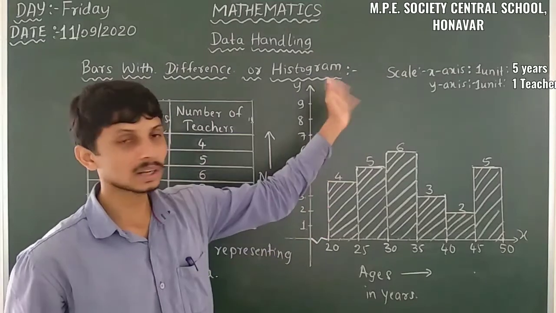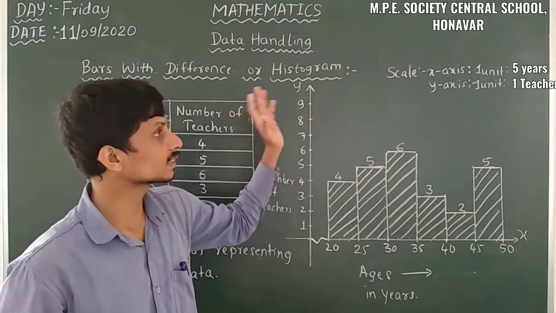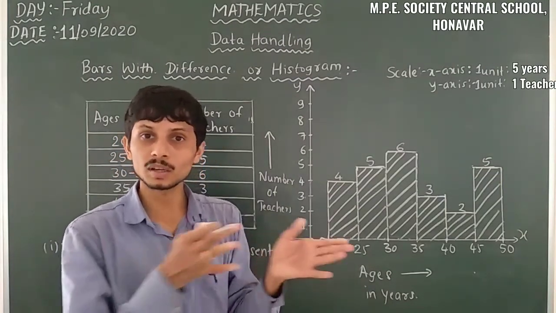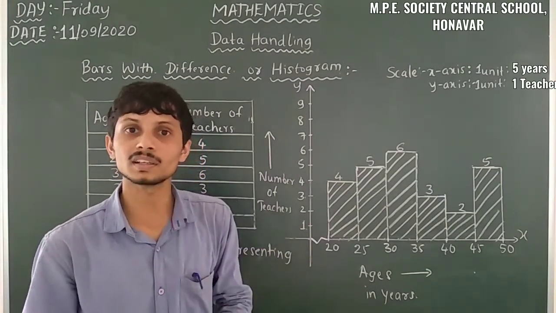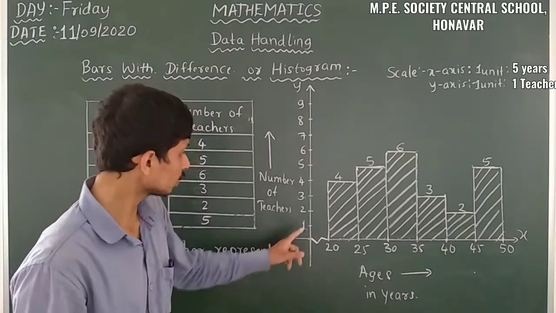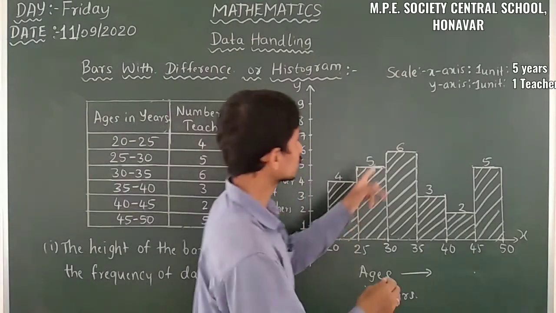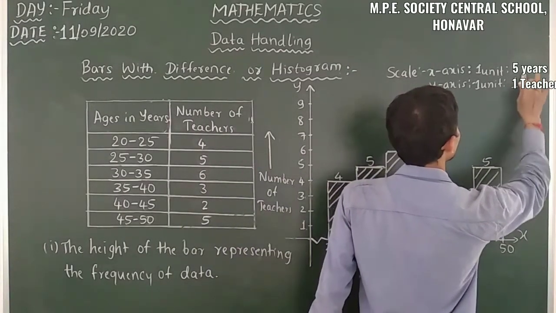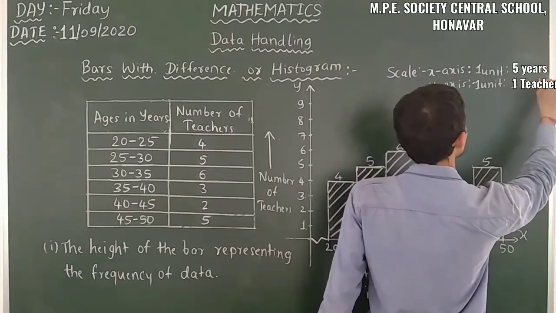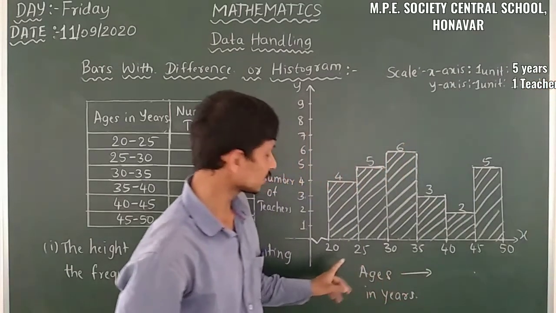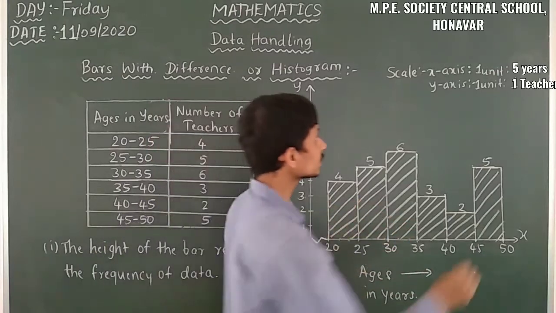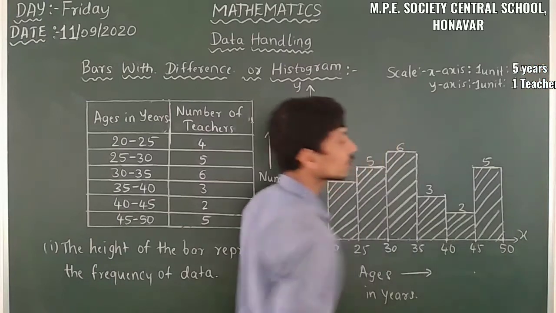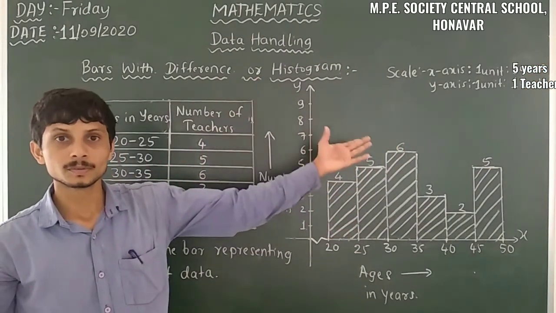So also we have to write the scale here, x-axis and y-axis. So here x-axis. So you can write it firstly or you can write it lastly. There is no difference here. So here there is 1, 2, 3 like that. So on the y-axis it increases by one number, so one teacher. Then on the x-axis 1 unit increases 5 years. So likewise you have to write.